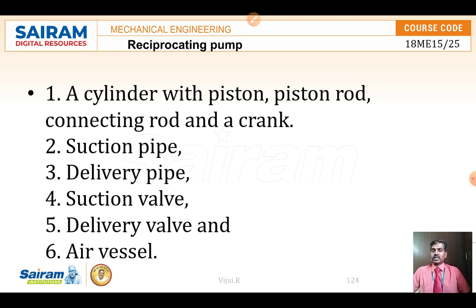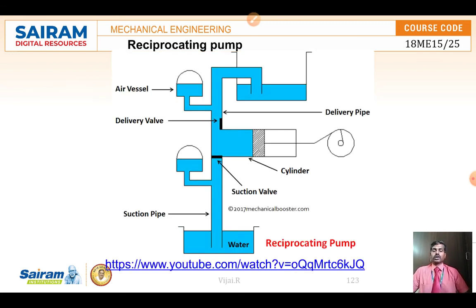So you can see here the important parts are the cylinder with a piston, the piston rod, the connecting rod and a crank. As in the case of IC engines, here also it is the same thing, but it is connected with a suction pipe and a delivery pipe. The function of the suction pipe is to suck the water. There is a suction valve and a delivery valve. The suction valve opens, and the water gets in through the suction valve.